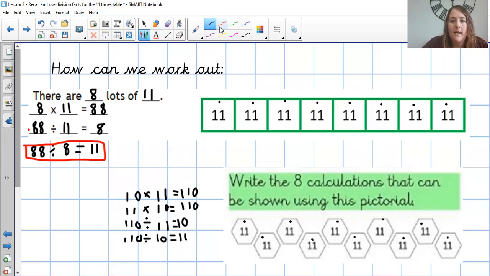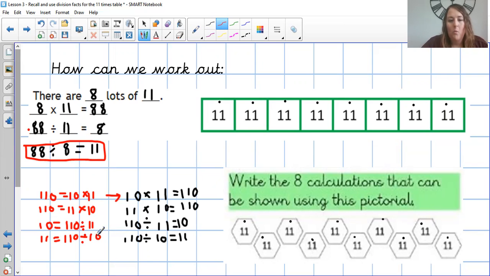The other ways you could show it, I'm just going to do these second ones in red. You could start with 110 equals 10 times 11. So it's the same calculation as this one here, just the other way round. And then 110 equals 11 times 10. And then on these bottom ones, 10 is equal to 110 divided by 11, and 11 is equal to 110 divided by 10. So these are your 8 ways. Well done if you've got those before we went through them together.